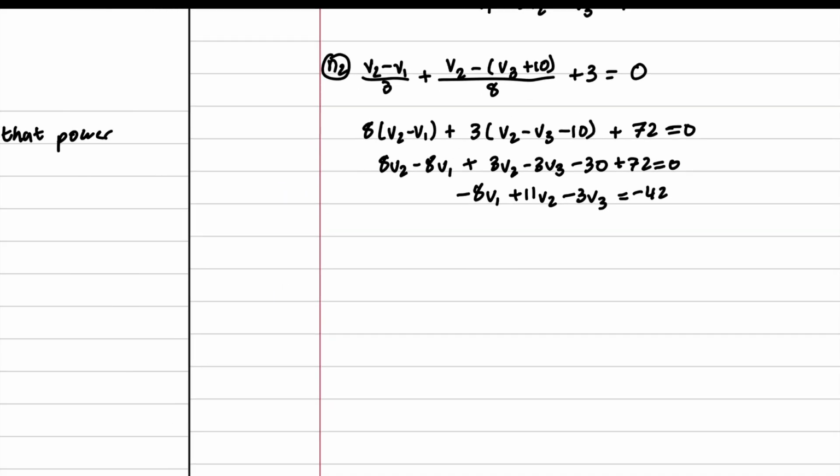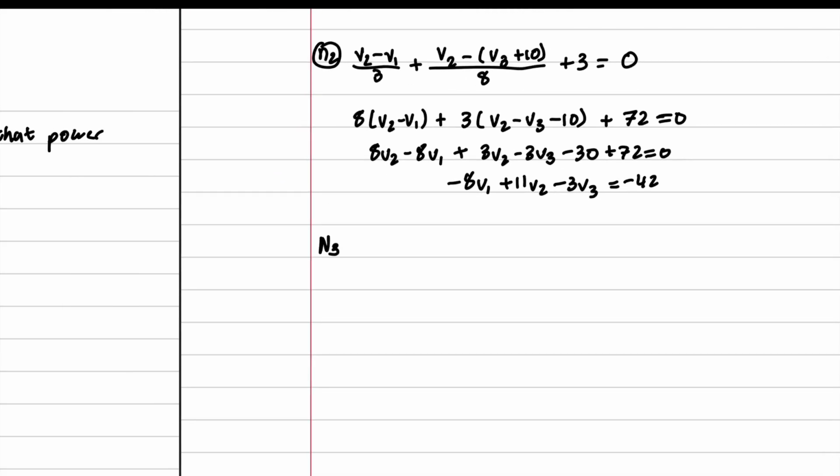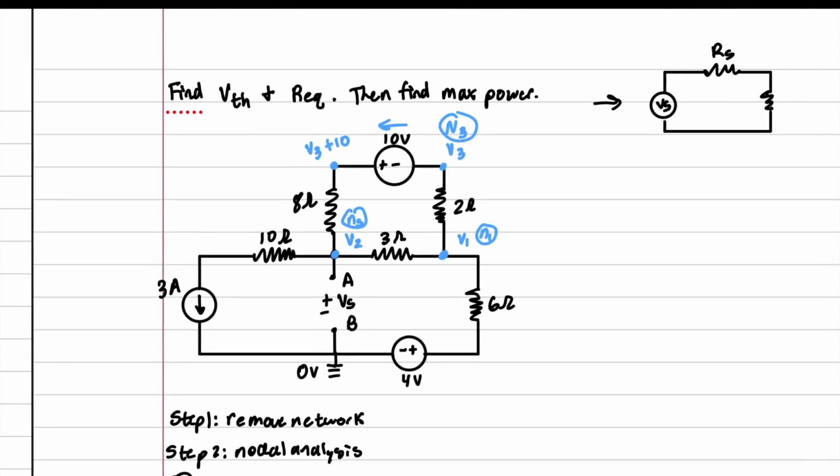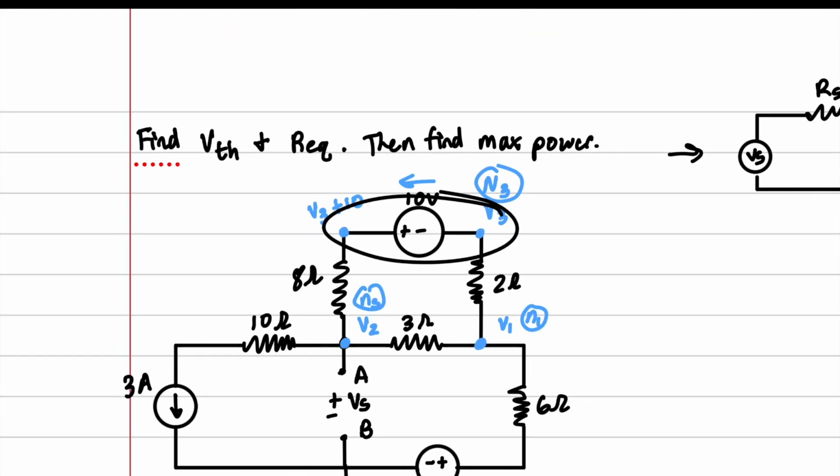And finally, we are going to solve the supernode. So the supernode, think of this as the whole node. Okay, that's why it's called a supernode. So then that means we're going to have to take into account the current this way and this way. Not just this one. We have to include this also.